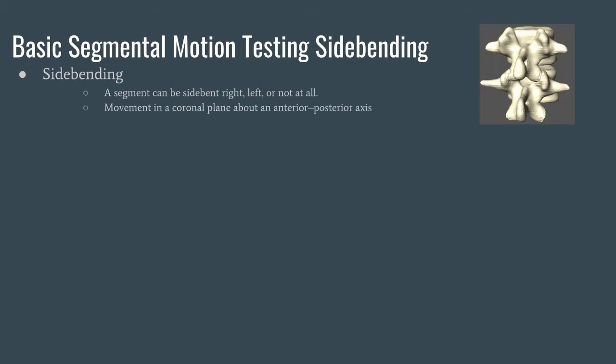Side bending. Remember, we're talking about our two vertebral unit. A segment can be side bent right, left, or not at all, and this occurs as movement in a coronal plane about an anterior-posterior axis. What does this mean? Stand up straight, and without bending forwards or backwards, reach towards one of your ankles. This causes your spine to make a C shape, like a bow, for bow and arrow, and it's this motion without any anterior or posterior component that we're talking about.